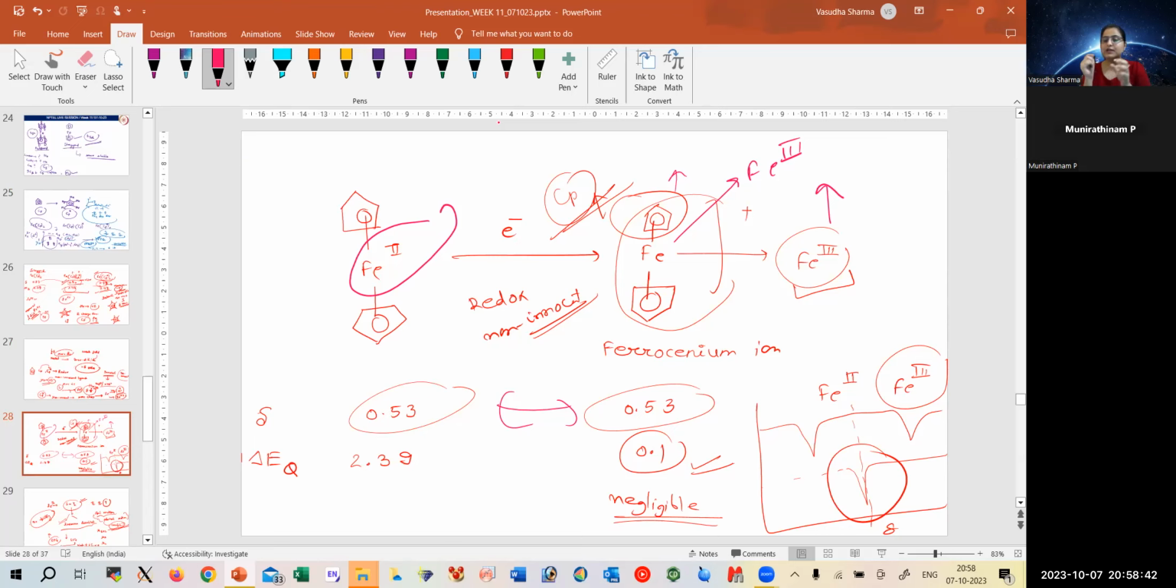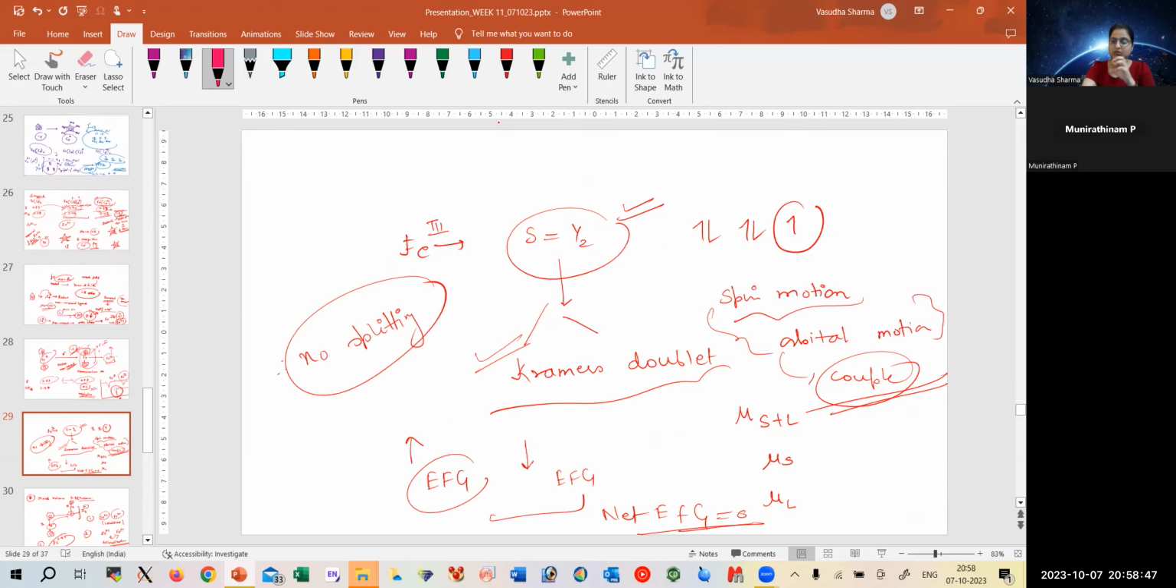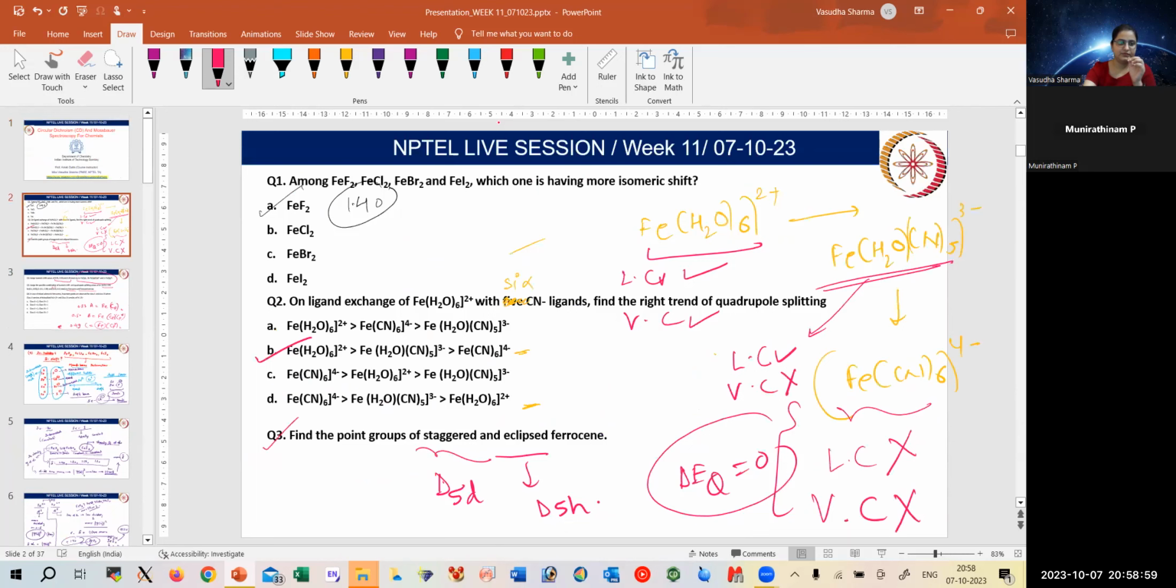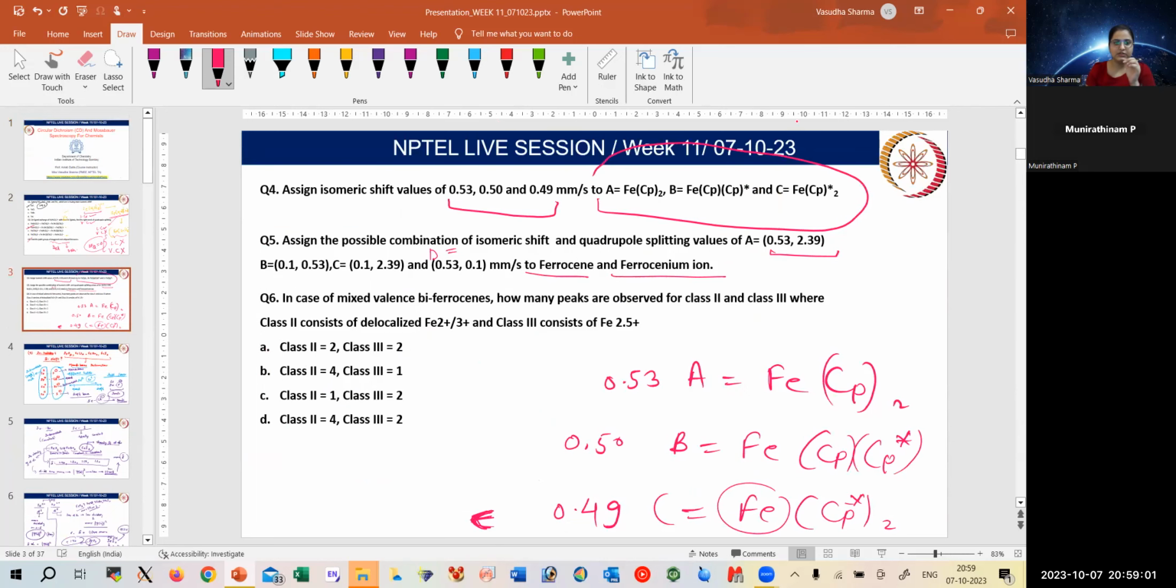Only the delta EQ value is negligible for iron 3, as we saw, because of spin orbital coupling the net EFG, that net electric field gradient, is 0, and therefore we don't see any kind of split. So in this particular case, the option of 0.53 and 2.3 is for ferrocene, and 0.53 and this 0.1 is for ferrocenium.